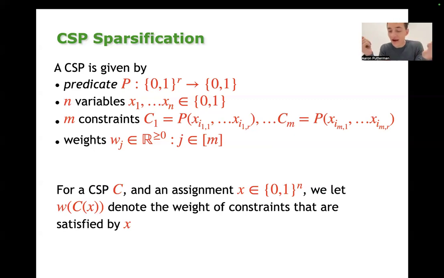Lastly, just like in graphs, where edges can have weights and these affect the cut sizes in the graph, in a CSP you can also have weights for every constraint. And these just affect the value that the CSP takes.